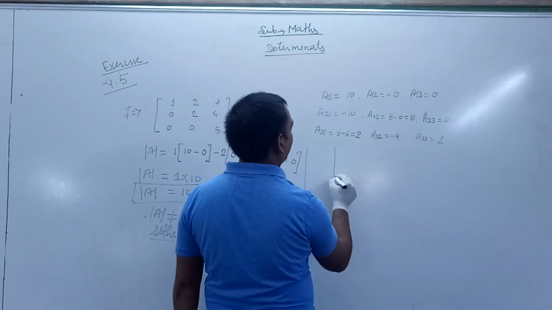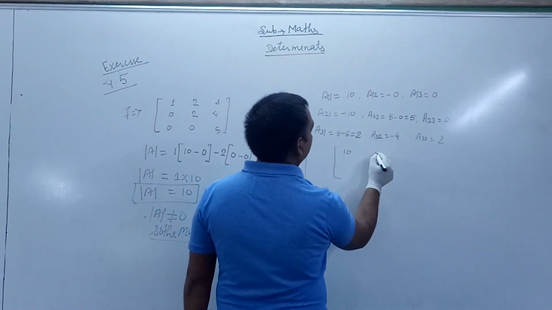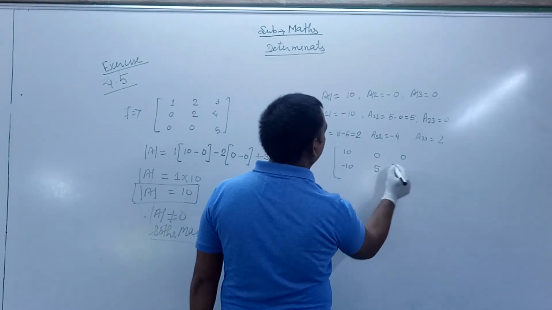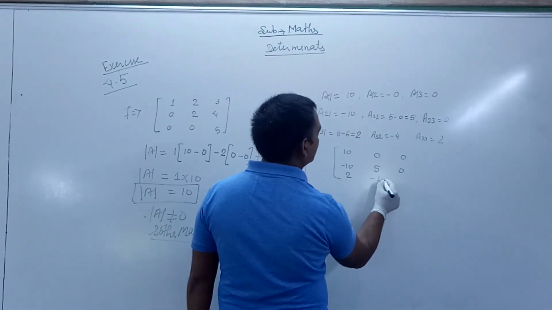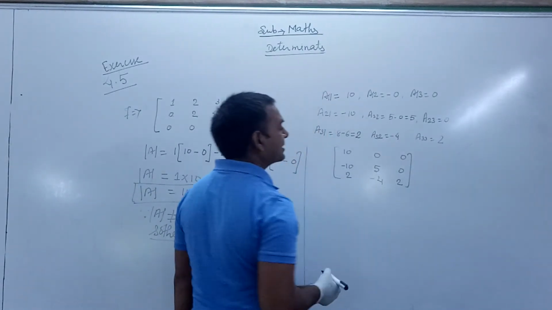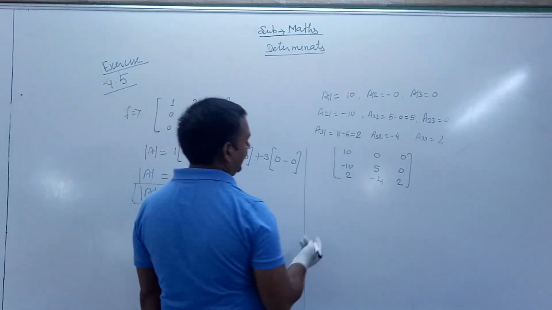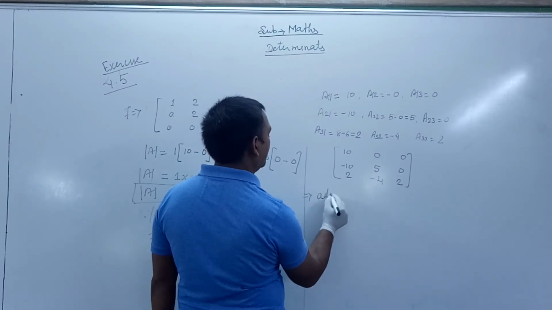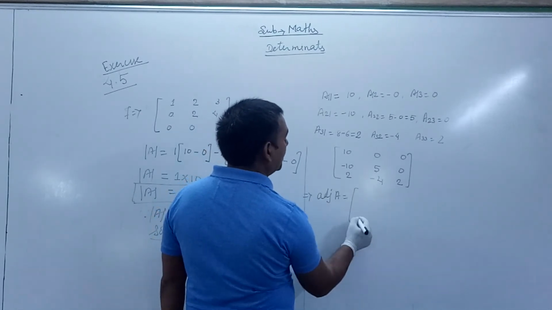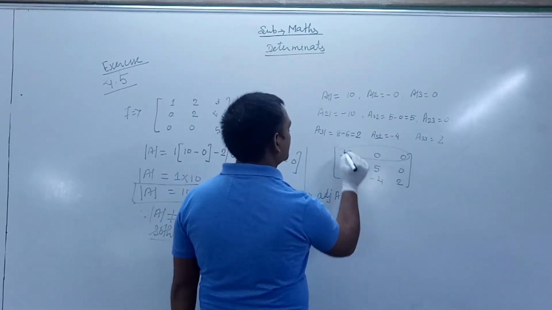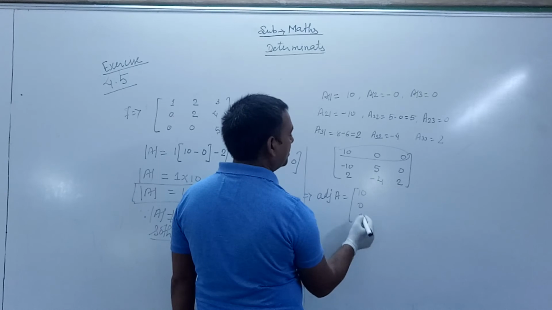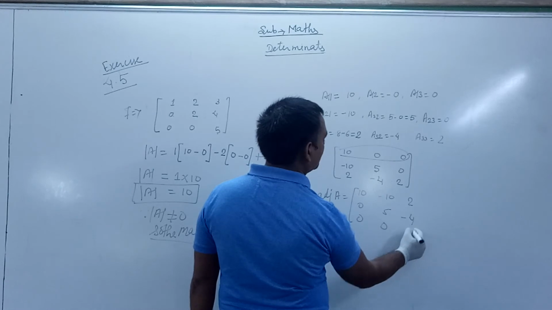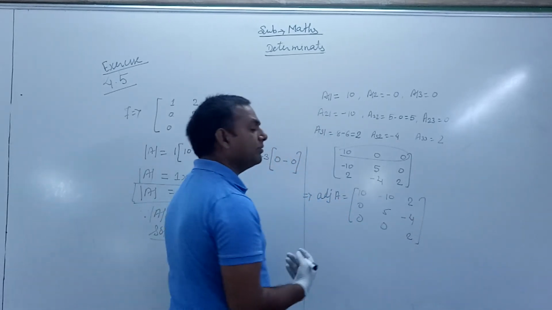The elements are 10, 0, 0; minus 10, 5, 0; 2, minus 4 and 2. This is the cofactor matrix. After that, you take the adjoint of A, that is the transpose. You convert rows into columns, so the adjoint of A is 10, 0, 0... minus 10, 5, 0... 2, minus 4 and 2 arranged by columns. This is the value of adjoint of A.